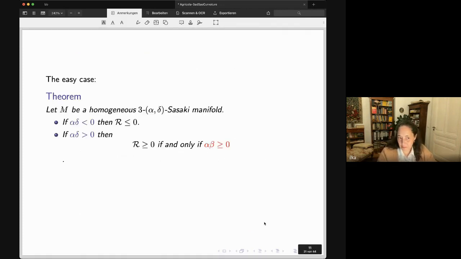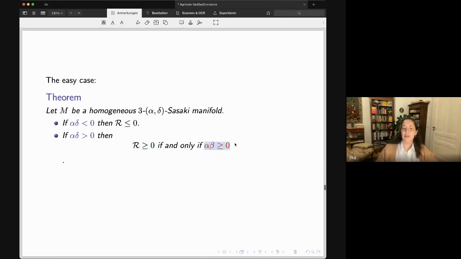Okay, let me tell you something about the easy case. The easy case is to not ask for strongly positive curvature, but just strongly non-negative curvature. There, the computation is really easy, and you prove it if you have a homogeneous phi alpha delta Sasaki manifold. If alpha times delta is negative, then the curvature operator is non-positive, and so end of the story. But if alpha times delta is positive, then R is non-negative if and only if alpha times beta satisfies this equation. And this beta, remember, was delta minus 2 alpha, something like that. So one can write it down very easily.